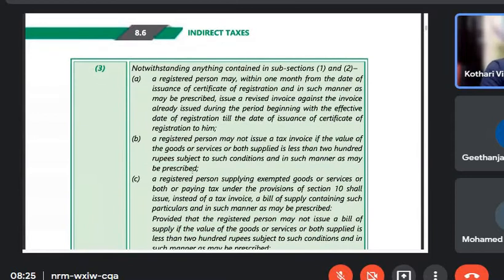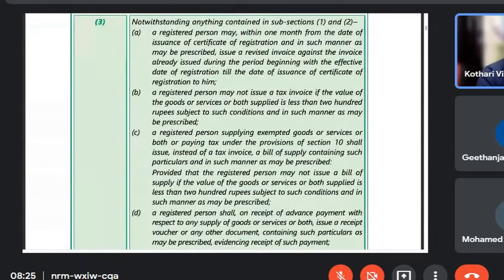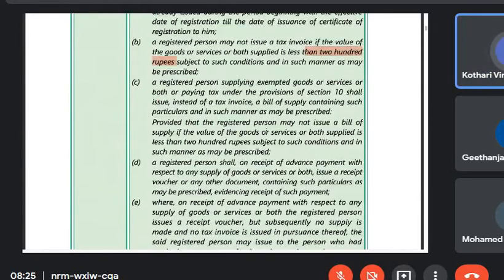Third document. A registered person may not issue a tax invoice if the value of goods or services or both is less than 200, subject to such conditions and in such manner as may be prescribed. So one exemption they are giving: if the value is less than 200 rupees, then he need not issue a tax invoice, subject to such conditions.